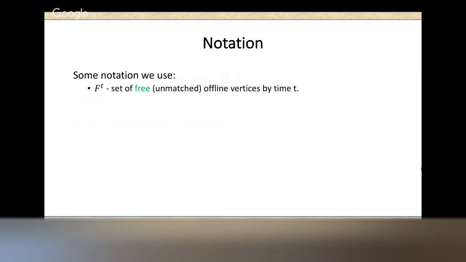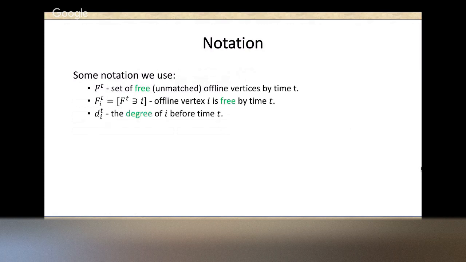So first of all, we'll have F of t denote the set of free, that is unmatched offline vertices at time t. F_t,i will be an indicator for whether or not the offline vertex i is free at time t. And d_t,i will be the degree of offline vertex i before the arrival of online vertex t, or before time t. So for example, at the beginning, before the online vertices show up, d_t,i is, I guess you could say 0, it's undefined.